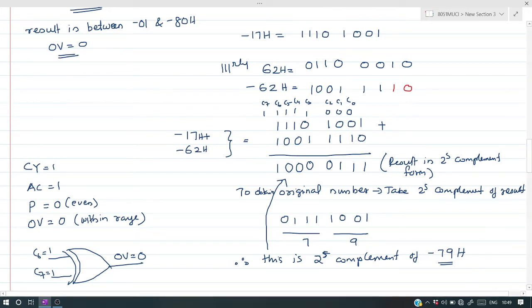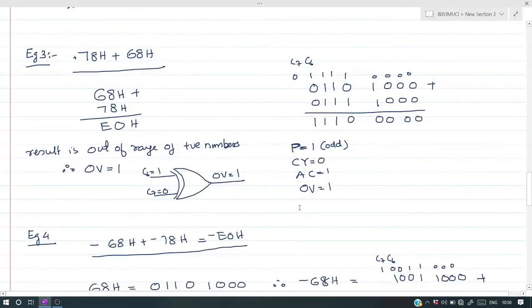It can be created in hardware by means of XOR logic like this. Here C6 and C7 are the inputs to the XOR gate. As both the inputs are 1, the output is 0. Therefore, the overflow flag is 0 in this case. Next, let's consider the situation where the overflow flag comes into the picture. For that, let's consider example 3, 78h and 68h.